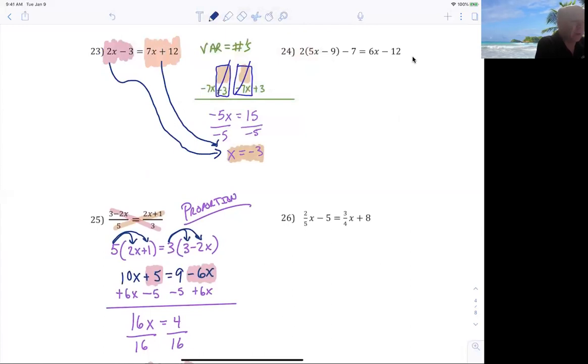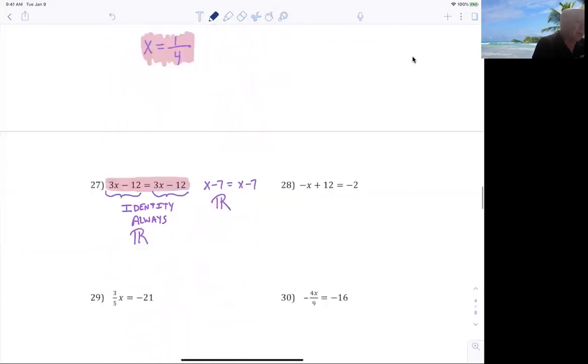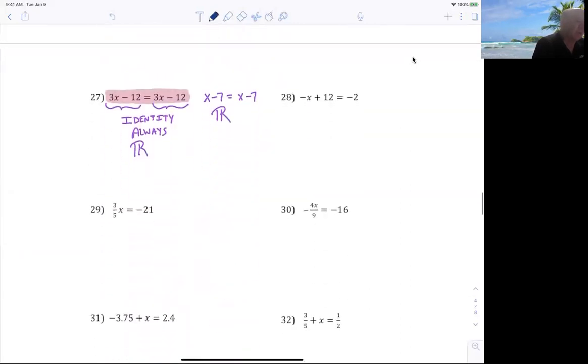No matter what number I plug in, they're not going to be equal unless you plug in x equals negative 3. Well, now let's drop that back down to 27. Doesn't matter what you plug in for 27, it's always going to be the same. So there isn't just one solution. We say there's an infinite number of solutions, or that it's all real numbers.